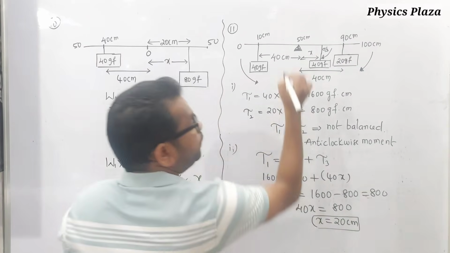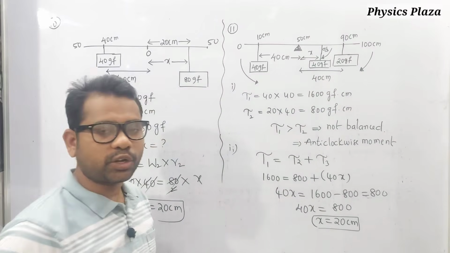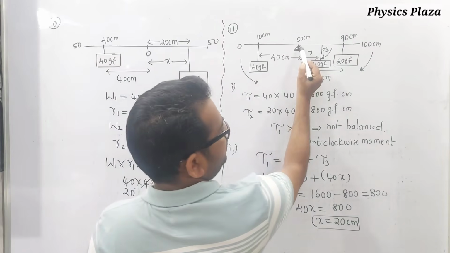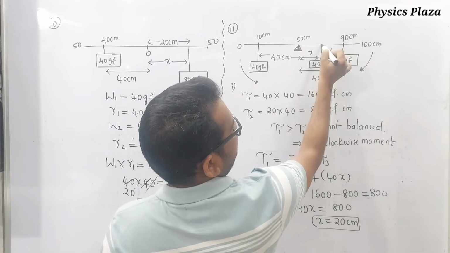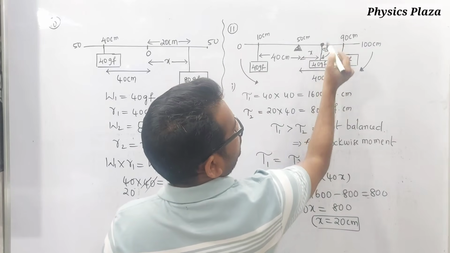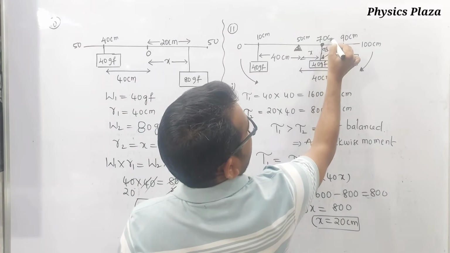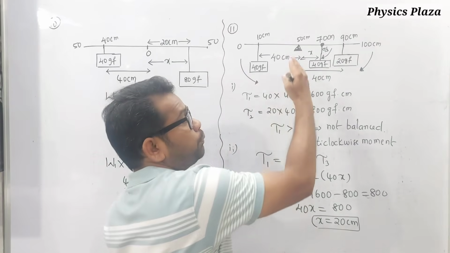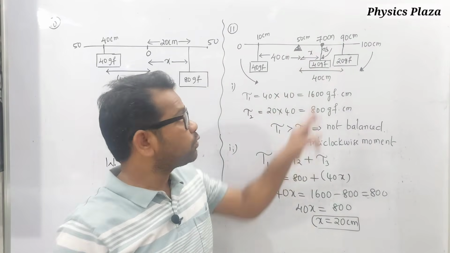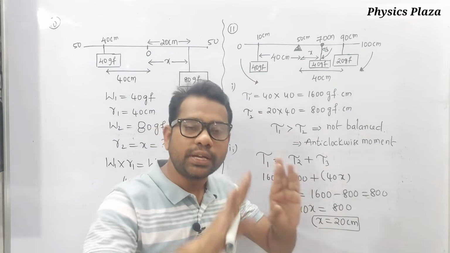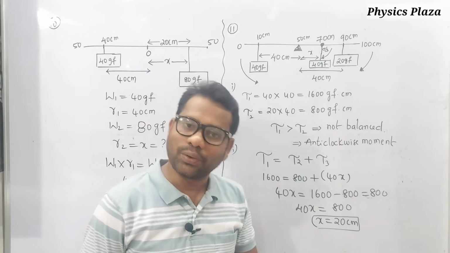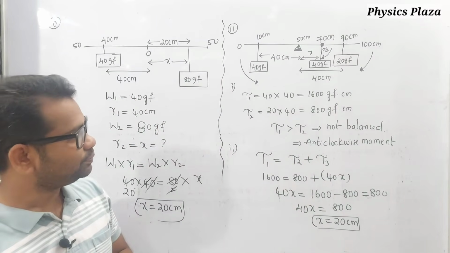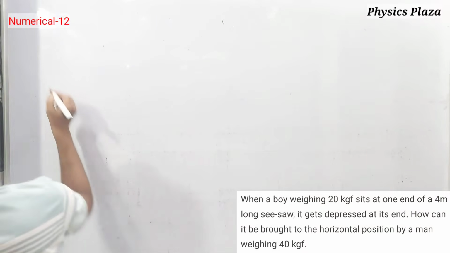It means from the pivot point it is 20 centimeter. Try to understand. From this 50 centimeter mark, this is 20 centimeter. I mean, where should this 40 gram force be placed? At 70 centimeters. 20 centimeters from the pivot point on the right side. So 50 plus 20, it is going to be 70 centimeters. Okay, children? Just copy it. Fine.